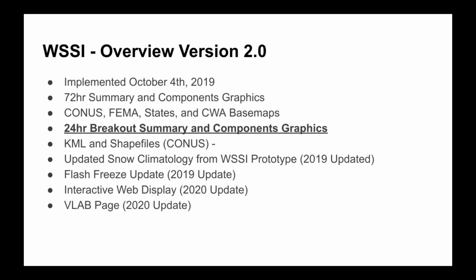summary and components graphics, the KML and shapefiles, and it should be noted that those have been actually simplified per media. We had a lot of requests from media partners that the KML files needed to be simplified to better be utilized in their packages, and we've done that. We did update the snow climatology in 2019, and once again, thank you to all the offices that reached out. A lot of the tweaks that were implemented in 2019 were direct feedback of WFOs, many of them in the central region. So once again, appreciate that.